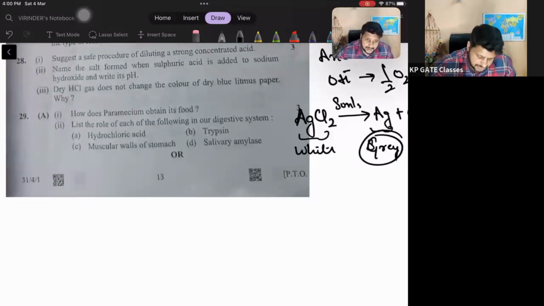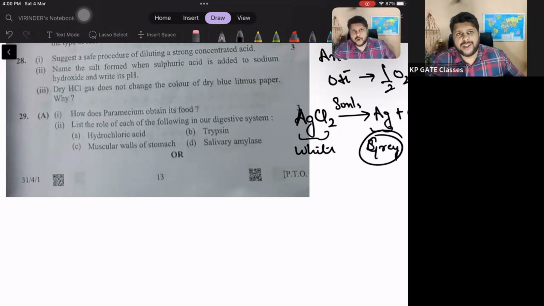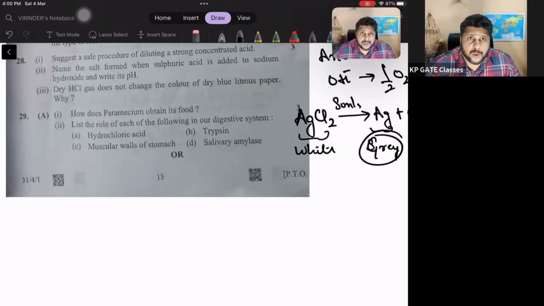How does Amoeba obtain its food? Through phagocytosis. List the role of each of the following in our digestive system. First is hydrochloric acid. Hydrochloric acid is produced in our stomach. It kills microorganisms, all the bacteria, and when it comes to digestion, it is helping in breaking down the food.